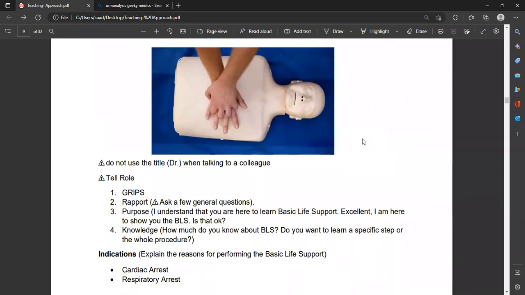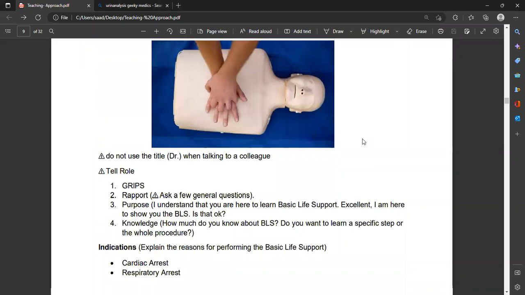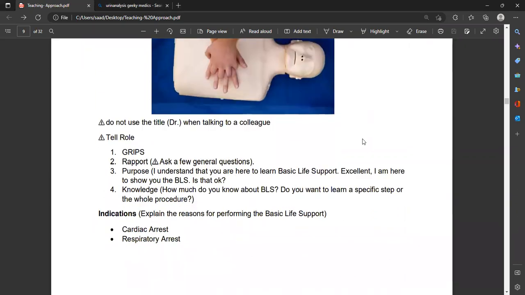So I have shared a picture. This is the proper way to do the CPR. We will be discussing it later on. Again, you enter the room, have a smile on your face, and be confident. Just start with confidence, and start with your introduction.